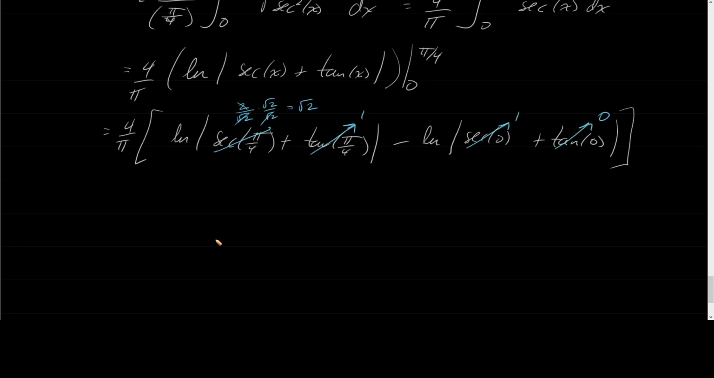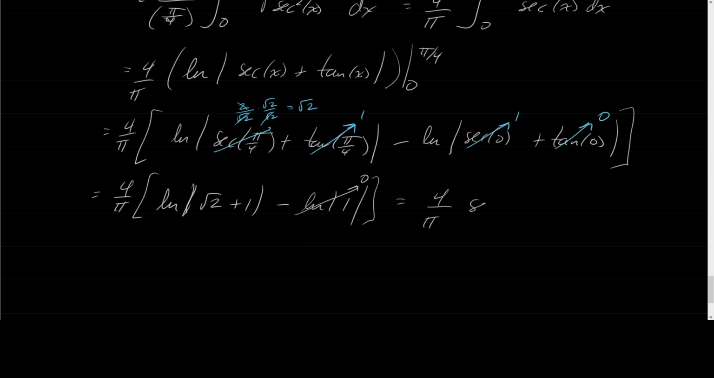Cool. So what do we get now? We end up with the 4 over pi still there, and we end up with ln of the absolute value of radical 2 plus 1, minus ln of the absolute value of 1 plus 0, which is 1. But ln of 1 is just 0. So our final answer here would be 4 over pi times ln of the absolute value of radical 2 plus 1. And that would be our final answer.